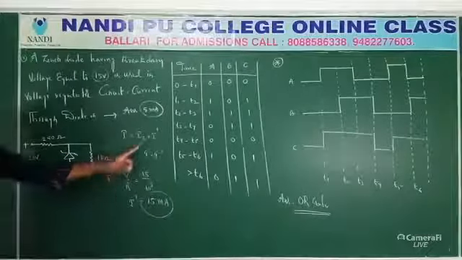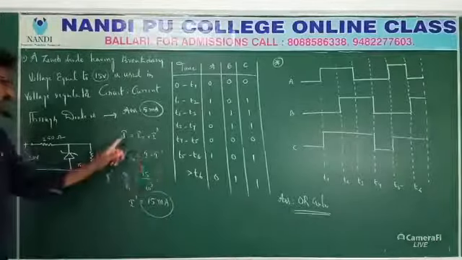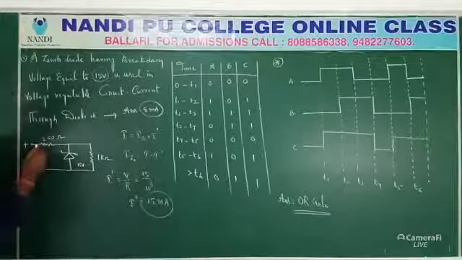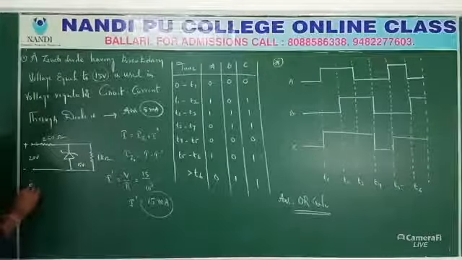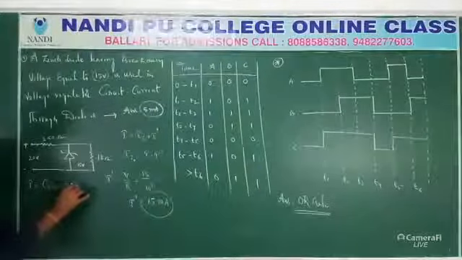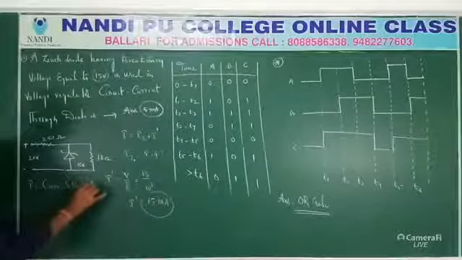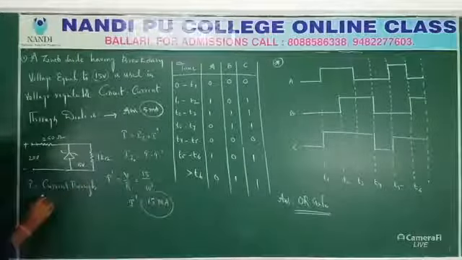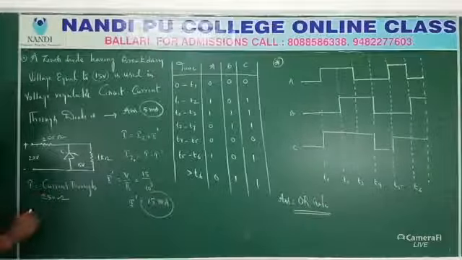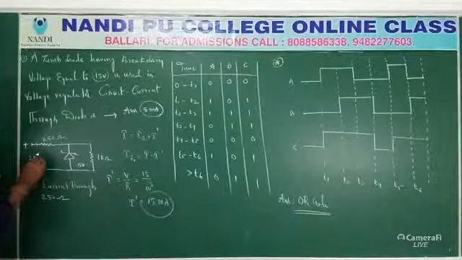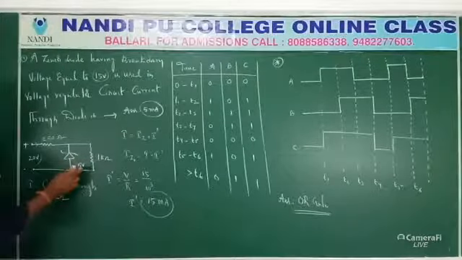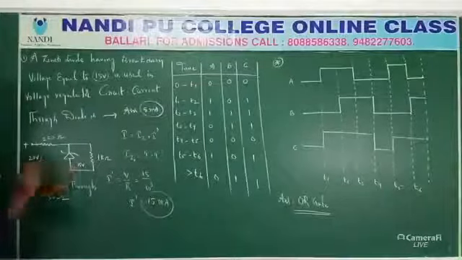Now that I have the I dash value, I want to find out I. I is the current through the 250 ohm resistor. What is the input voltage? 20. How much is the breakdown? 15. So what is the net potential? 5.